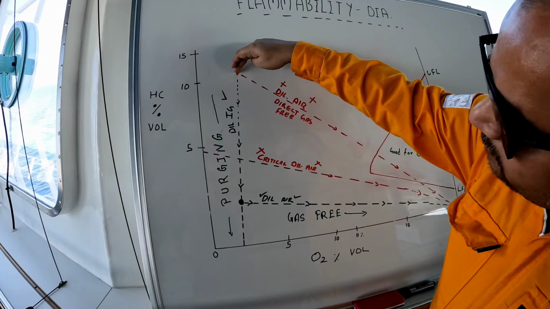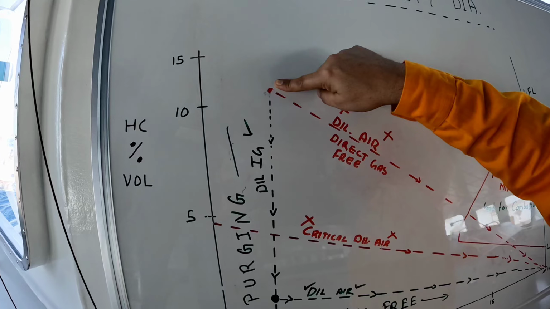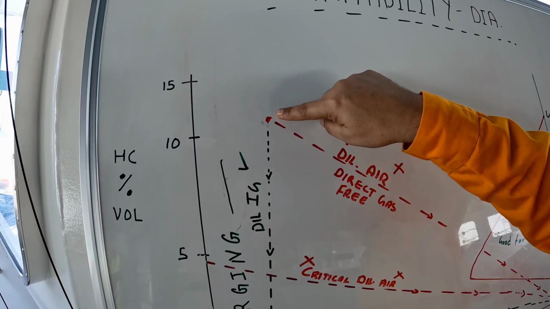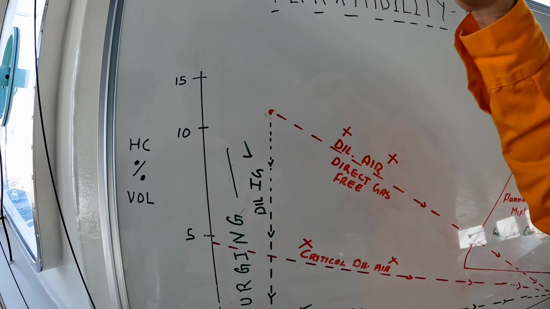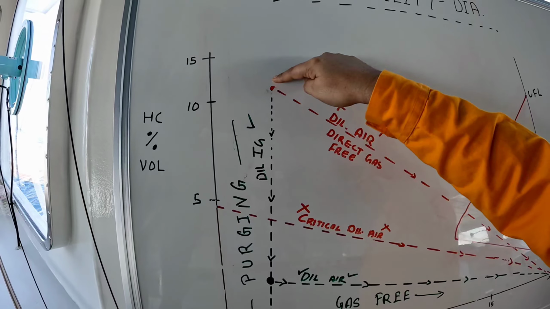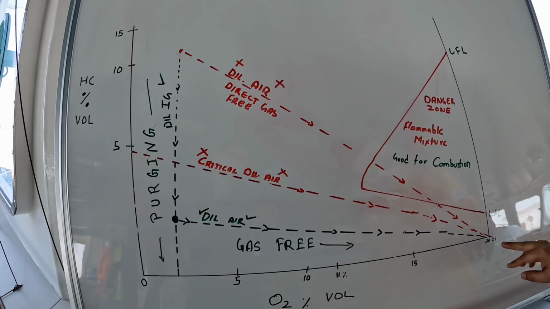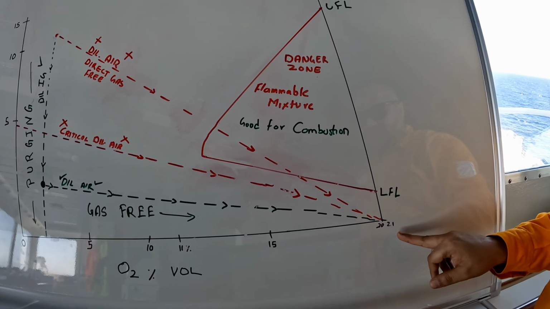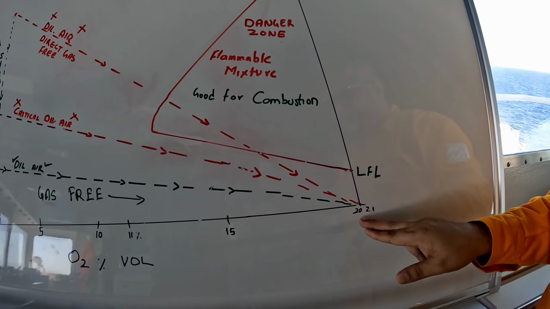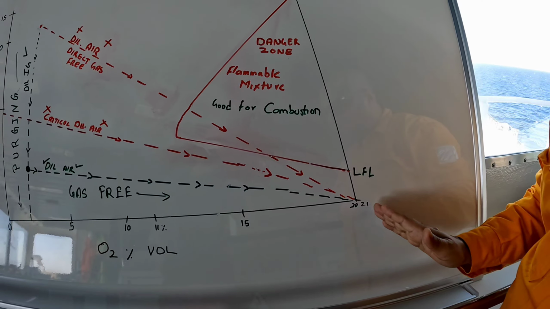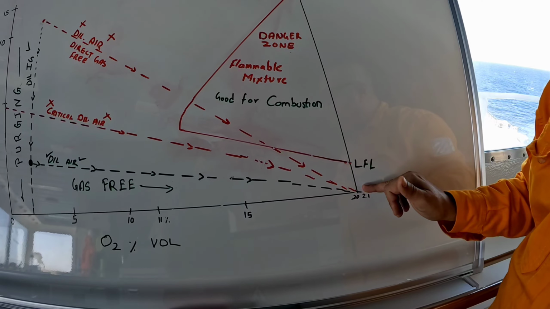So we have taken a scenario where our tank condition is this red dot you can see over here. This is the tank condition presently, and now we have to enter this tank. We need to have an atmosphere where your oxygen is 20.9, or basically full oxygen, and your hydrocarbon gases will be 0.